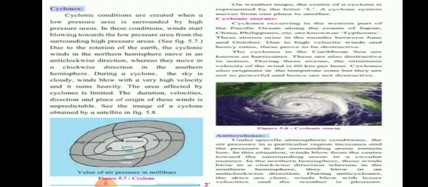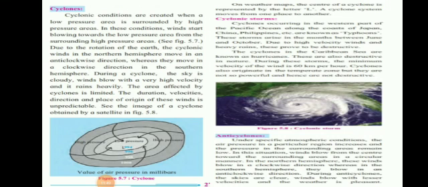Now let us move further. Let us see cyclones. Cyclonic conditions are created when a low pressure area is surrounded by high pressure area. In this condition, wind starts blowing towards the low pressure area from the surrounding high pressure area. So we know always the wind blows from high pressure to low pressure, and this cyclonic condition is when there is a low pressure area in the middle surrounded by high pressure. So from the surrounding high pressure, it will start moving towards the inside.